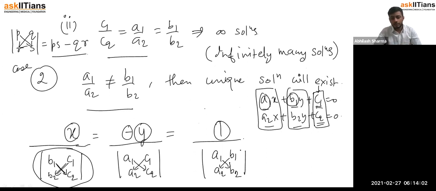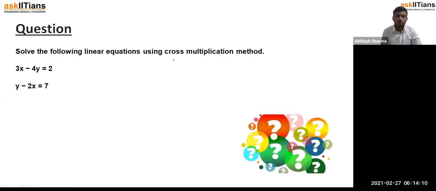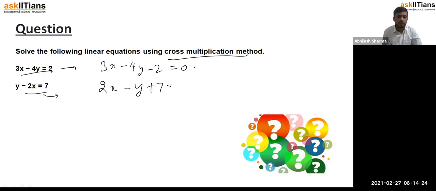In fact, this is how I recommend you all to do the questions as well. So let us have a look at the question here. Using cross multiplication, we wish to solve these equations. First, you write it like this: 3x minus 4y minus 2 equal to 0, and 2x minus y plus 7 equal to 0. You remember the method we have learned? x, then minus y, then 1, divided by, divided by, divided by.